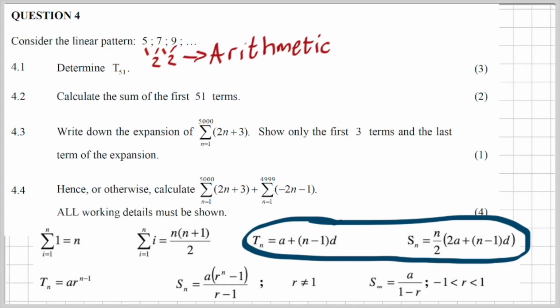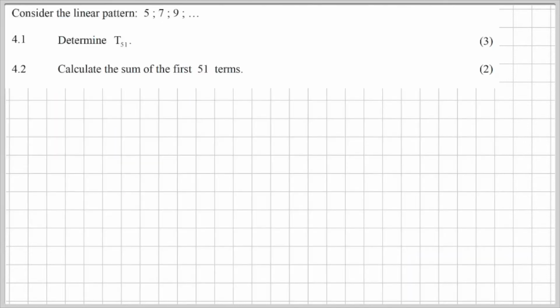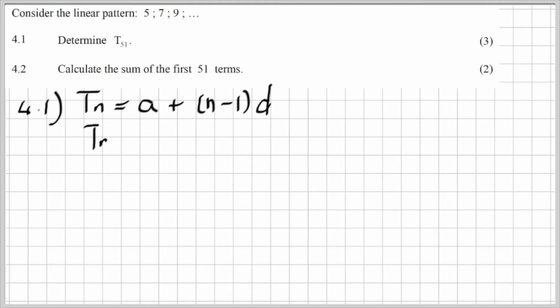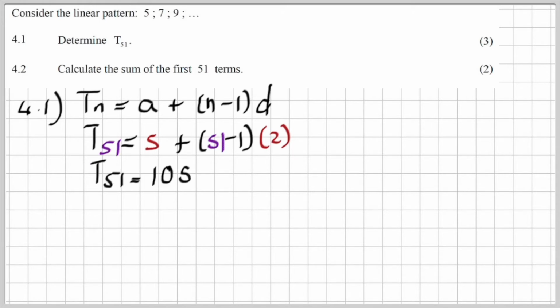Question 4.1 is very, very simple and straightforward. I'm simply going to write out the formula and substitute my a and my d values in there. Which term am I looking for? I'm looking for term 51, so I'm going to substitute n with 51. Now, this is important. This means the 51st term is going to be 105. I want you to put a pin in this one because in 4.2 we're actually going to use it.